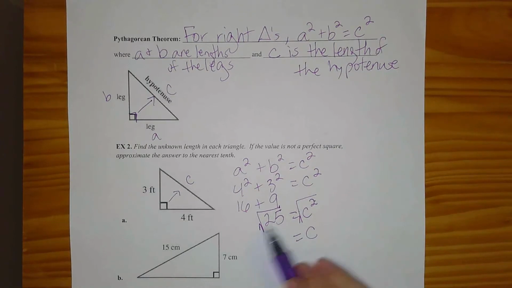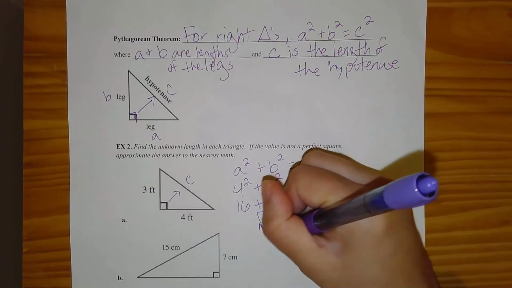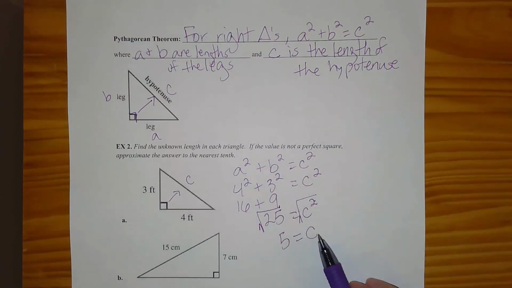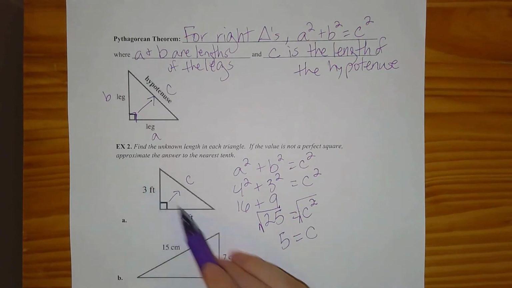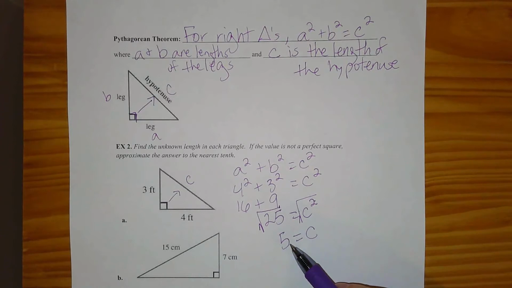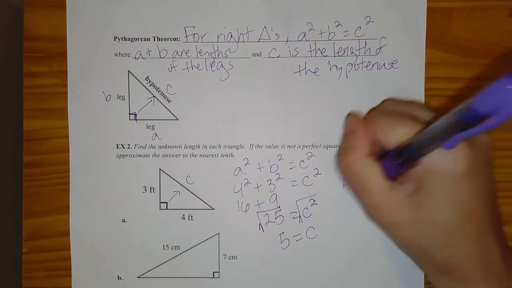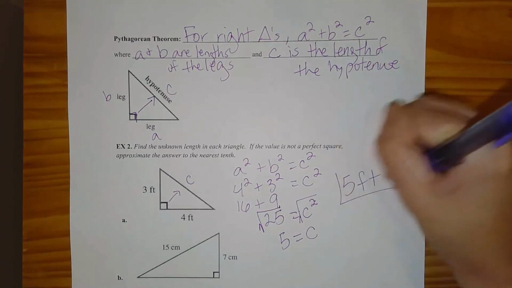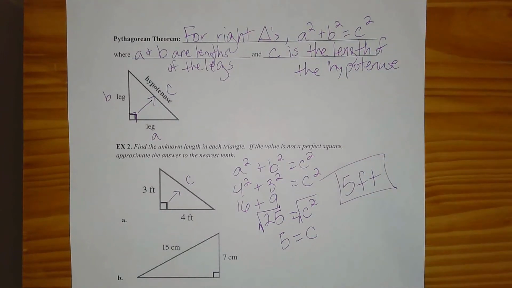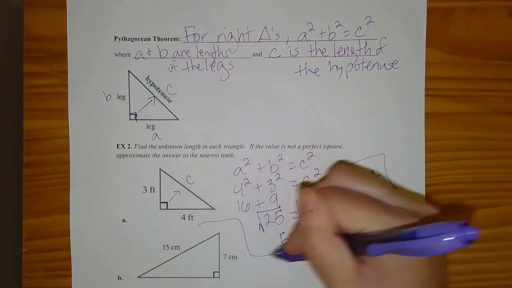On the left side, I need to find the square root of 25, and I know that. That's a perfect square. The square root of 25 is 5. So my missing side is 5, and I can look over here and find my units. They're in feet. So my missing side is also in feet. My missing side is 5 feet long. All right. Let's do another one.